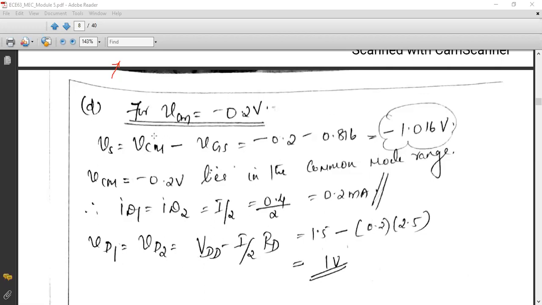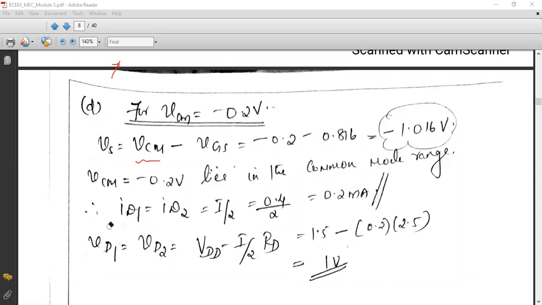So students, have you repeated this question? Part D, same procedure. Your input is negative 0.2. So again, it lies between the limits. So we can fix ID1 and ID2 as the same, that is 0.4 by 2, that is 0.2 milliamps. And accordingly, we can find VD1 and VD2. Same answers, no change. But Vs will get changed because Vs depends on VCM.